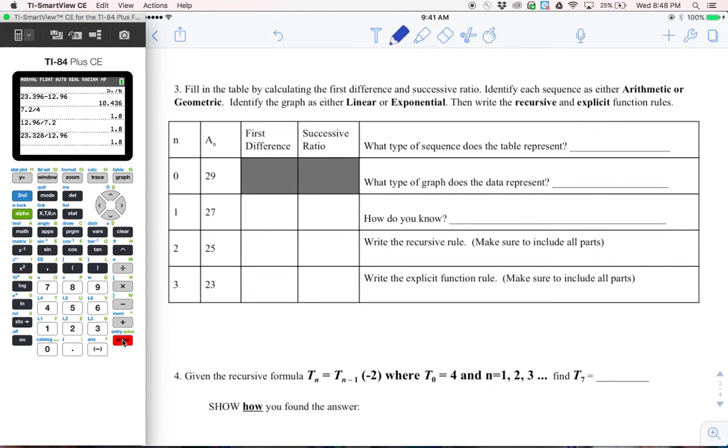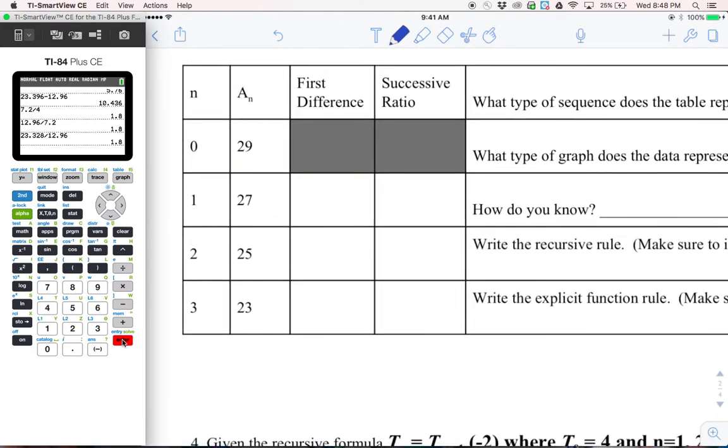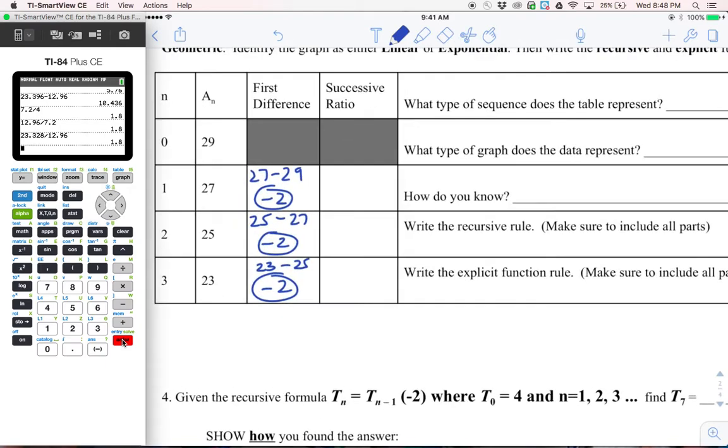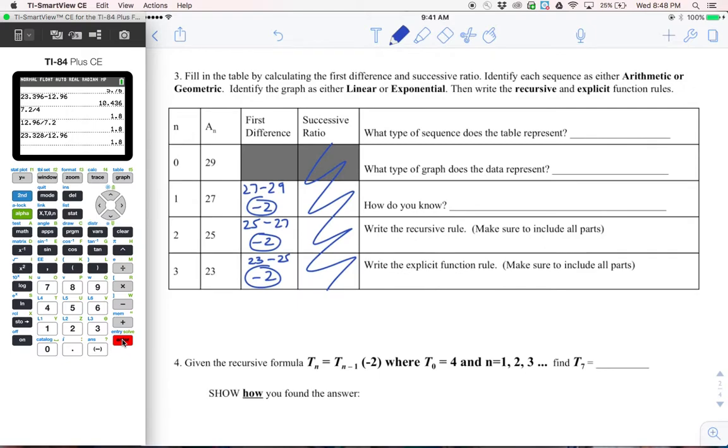We're going to calculate the first differences. These ones I can do in my head. Hopefully, I won't screw them up this time. All right, 27 minus 29 is going to be negative 2. 25 minus 27 is going to be negative 2. And 23 minus 25 is going to be negative 2. Well, if my first differences are the same, I don't really even need to do this. You totally can if you want, but if the first differences are constant, then we know that the graph is arithmetic and also linear. Okay, those two things we now know.